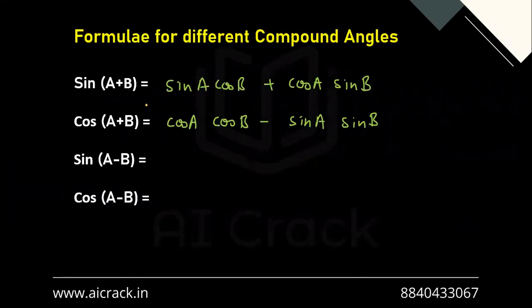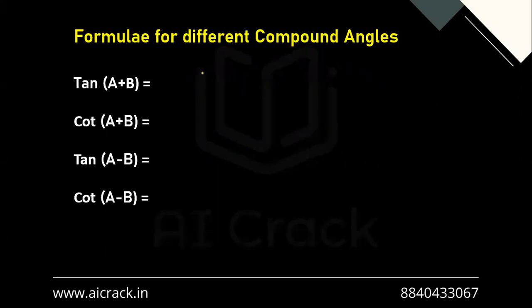Now let's look at the formulas of these compound angles. So sine A plus B is sine A cos B plus cos A sine B. Cos A plus B is cos A cos B minus sine A sine B. And similarly, you can put a minus sign over here and derive these two formulas. So sine A minus B comes out to be sine A cos B minus cos A sine B, and cos A minus B comes out to be cos A cos B plus sine A sine B. Now let's look at the formulas of these compound angles as well. So tan A plus B is tan A plus tan B divided by 1 minus tan A tan B.